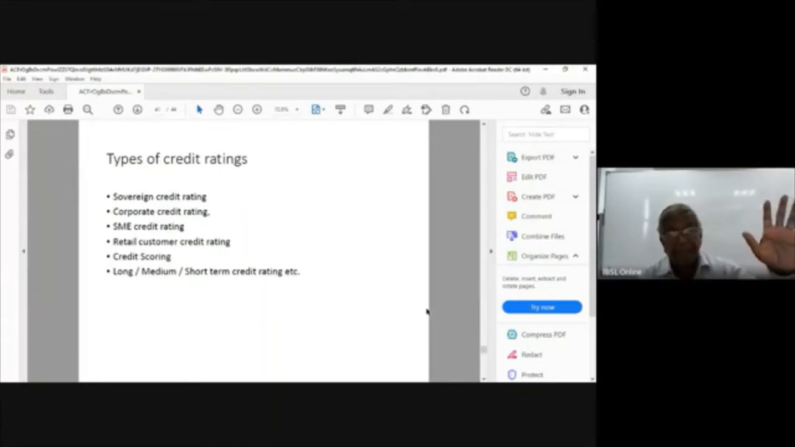Then corporate credit rating for corporate companies, conglomerates, transnationals. Corporate credit rating. SME credit rating. For SME credit customers also, credit rating can be done. Retail customer credit rating. Then credit scoring is mainly for consumer credit. Now our CRIB is also doing credit scoring.